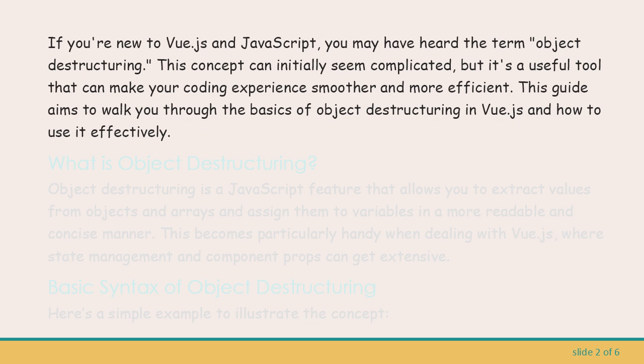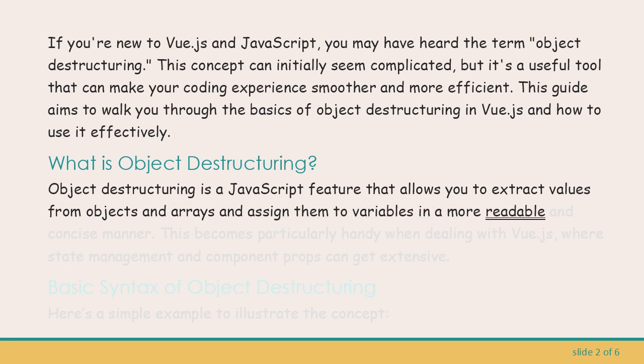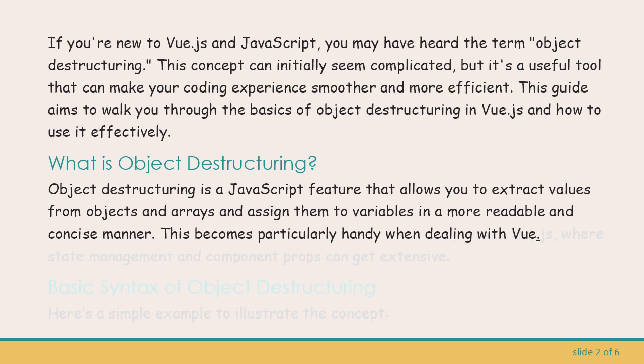What is object destructuring? Object destructuring is a JavaScript feature that allows you to extract values from objects and arrays and assign them to variables in a more readable and concise manner. This becomes particularly handy when dealing with Vue.js, where state management and component props can get extensive.